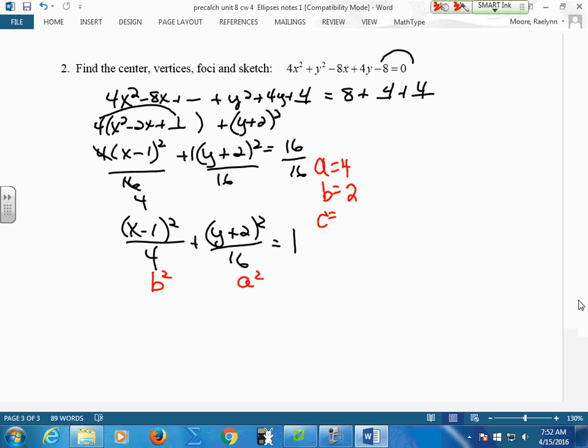2. And we're going to use c squared equals a squared minus b squared. 16 minus 4. And unfortunately, you're going to have to reduce your radicals. So this will be 4 and 3. So c is 2 radical 3. Not so bad when you're just going off the center for your foci. So that's not as bad as that. Okay, so let's sketch.